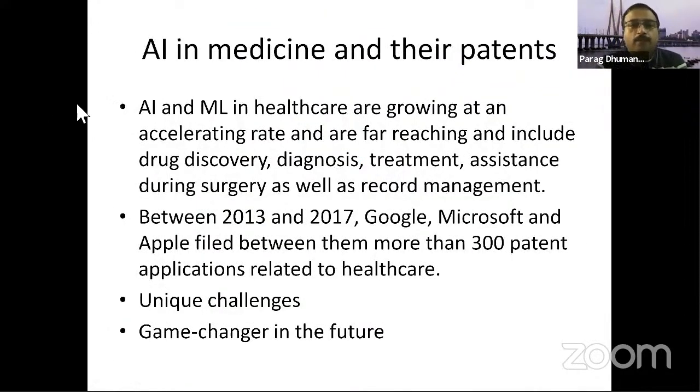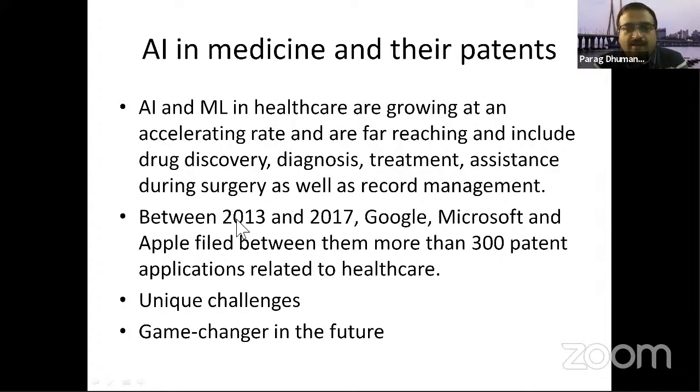So coming to a very important topic of artificial intelligence, you guys in your future practice of medicine are going to use and develop and contribute to artificial intelligence in a very big way in terms of drug discovery, diagnostic, treatment monitoring, assisting in the operations, record management.